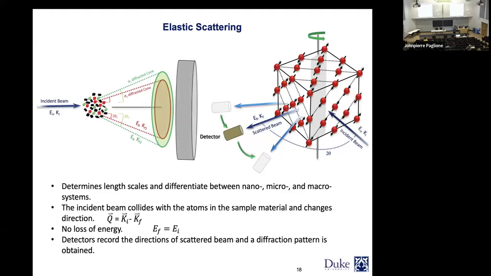You can also do that for powders. In a powder, remember, it's as if you have a million different single crystals oriented randomly. So instead of seeing one Bragg peak, you will see these rings that are associated with different Bragg positions.